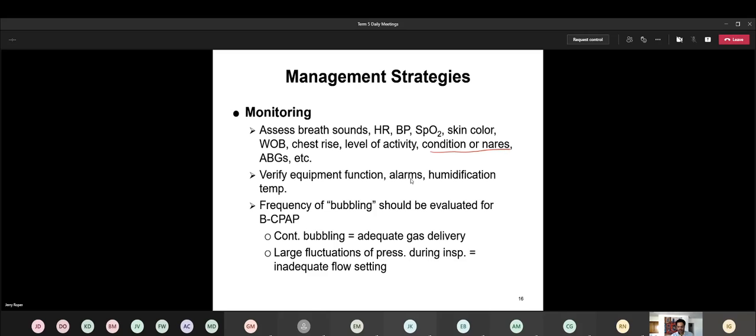And then the large fluctuations in pressure, this is what I was referring to earlier when I said, what if you've got your CPAP set at 5, and every time the baby breathes in, the CPAP drops from 5 to like 1. It doesn't go to 0 and stay there like it would when there's a leak, but it bounces back and forth too much. If you see a bunch of bouncing around like that, then it means that you've got to turn up the flow because the baby's demands are higher.